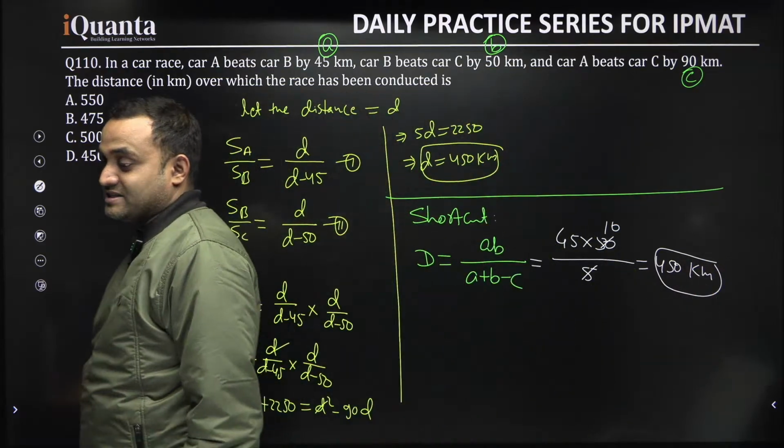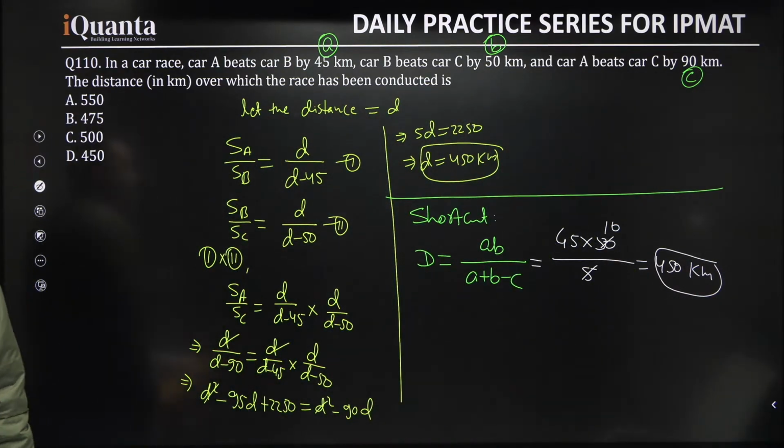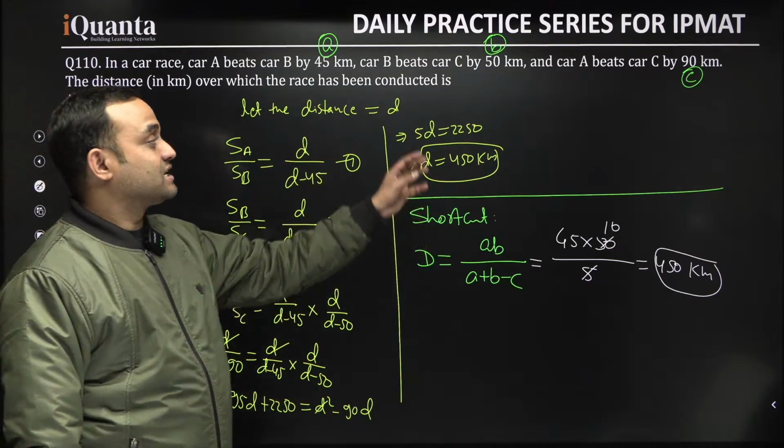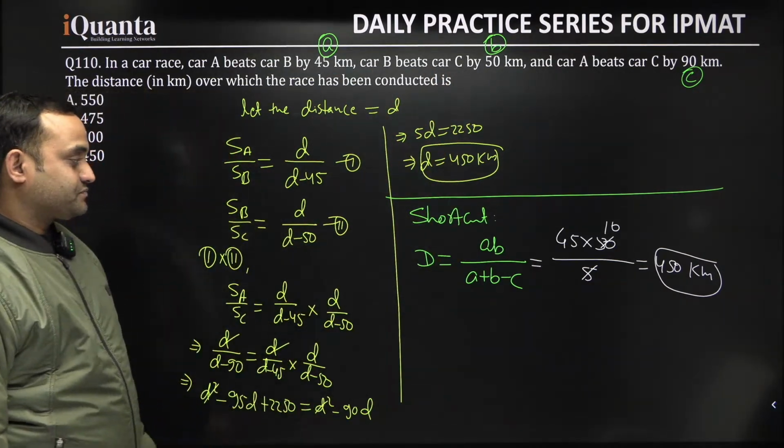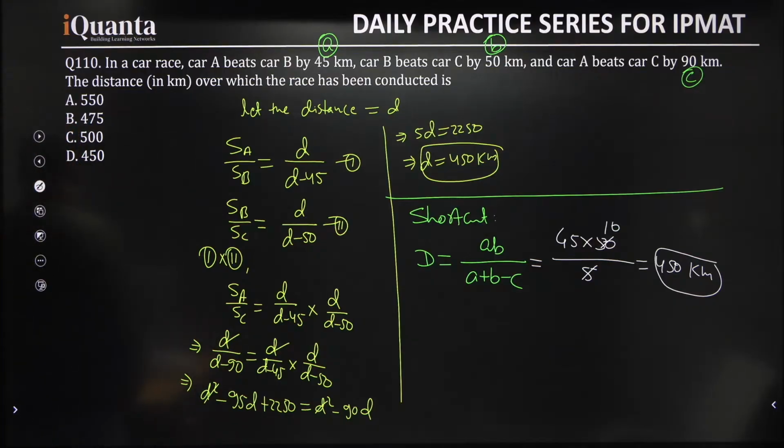See how easy that is. You can always use this in any of these types of scenarios. Remember, only when A beats B by some distance, B beats C by some distance, and A beats C by some distance, then we can use this. Tell me, isn't it an interesting formula?